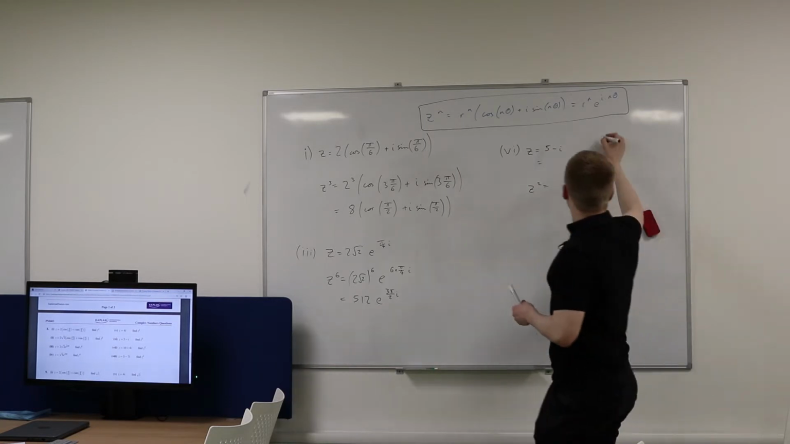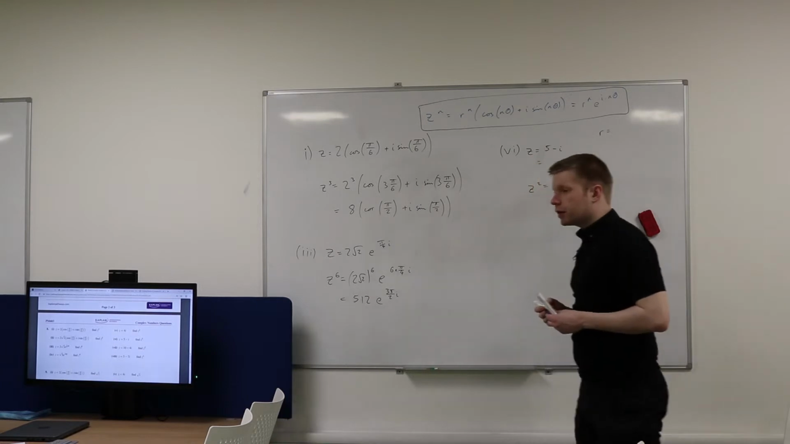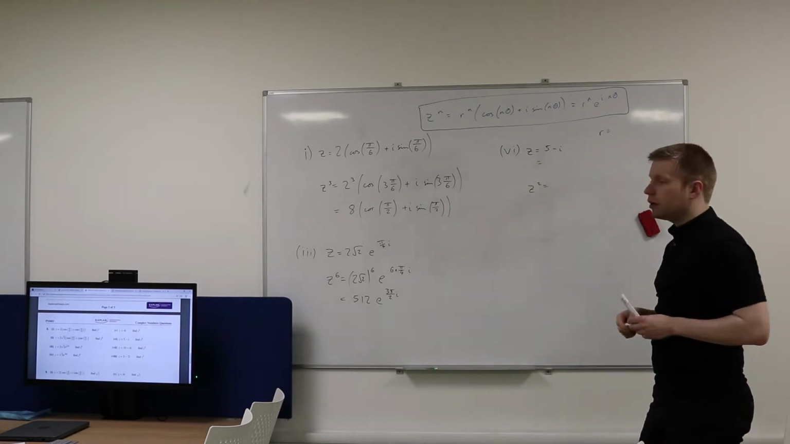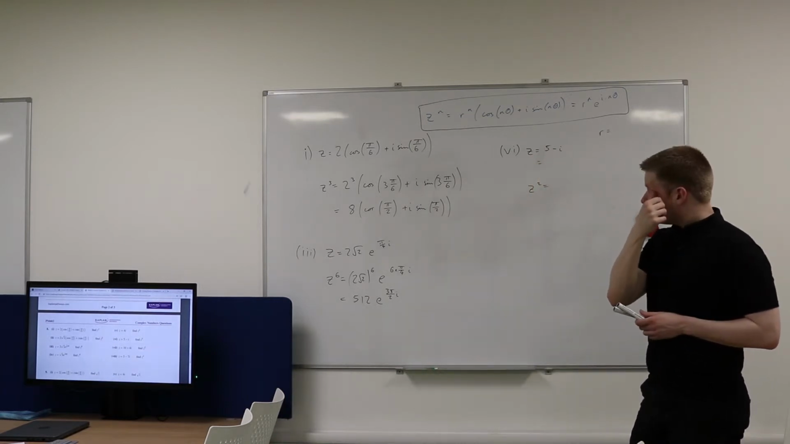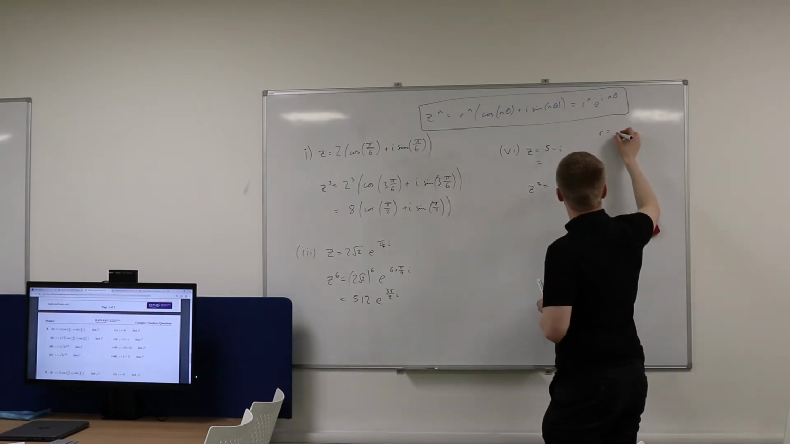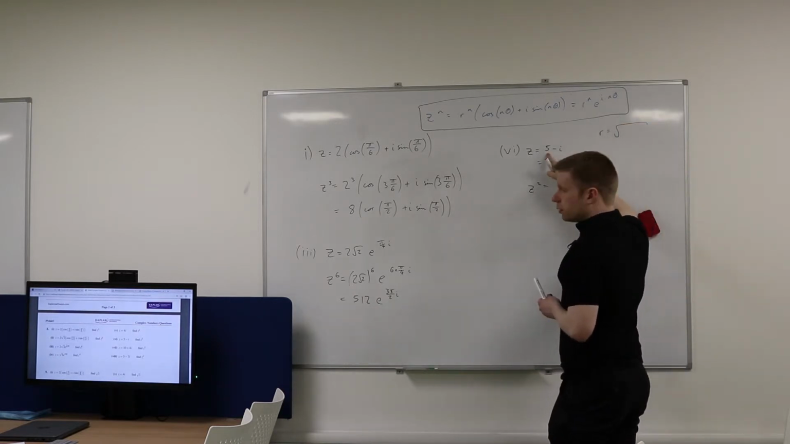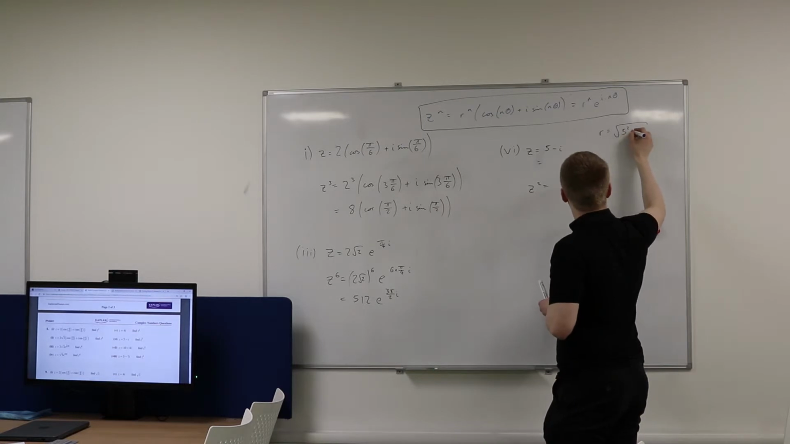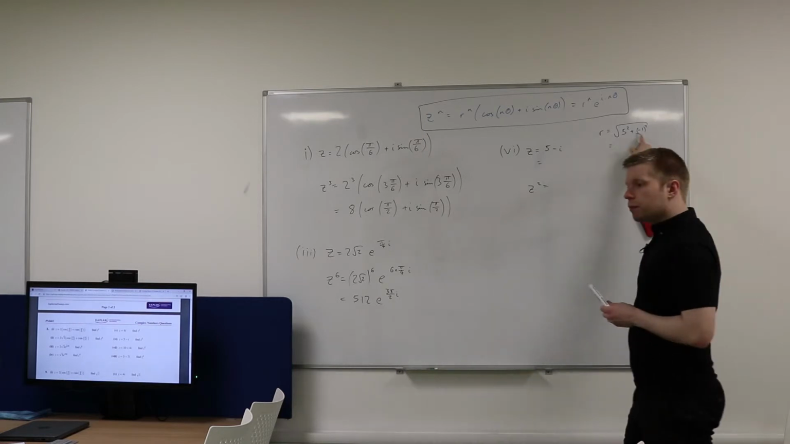So first of all, I need to find my r. I need to find my modulus. Okay, so how could I find my modulus from 5 minus i? x squared plus y squared. Yep, exactly. So it'd be the square root of 5 squared plus 1 squared. Yeah, negative 1, squared. Yeah, exactly. It's just the real part squared plus the imaginary part squared.